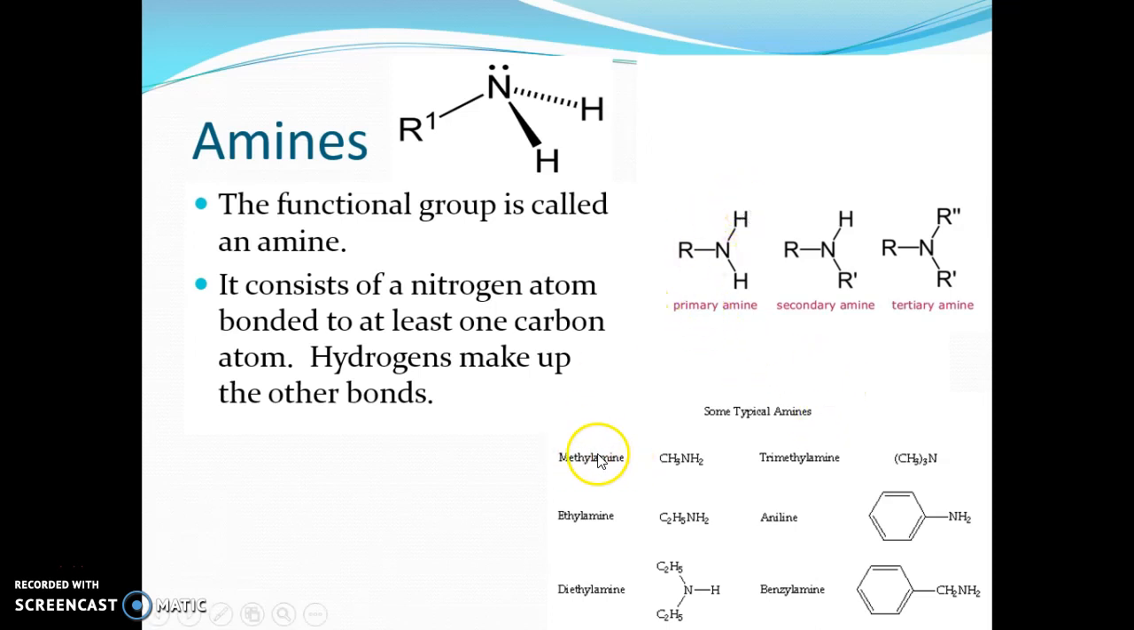So we've got methylamine, ethylamine, diethylamine, so this is a secondary amine. Trimethylamine would be a tertiary amine. Aniline, benzylamine in there, because these other four were with this document when I copied the photo.